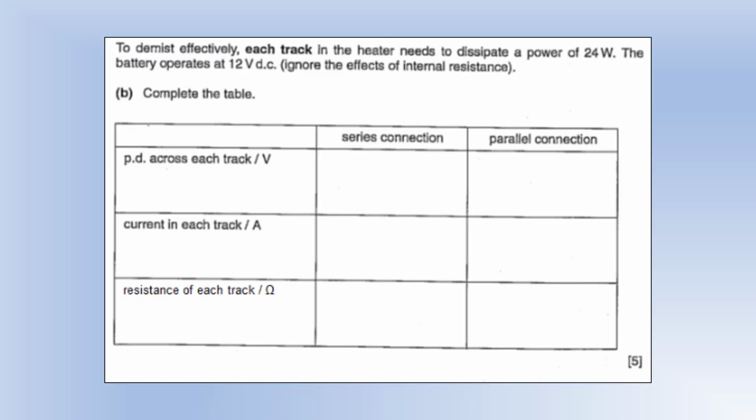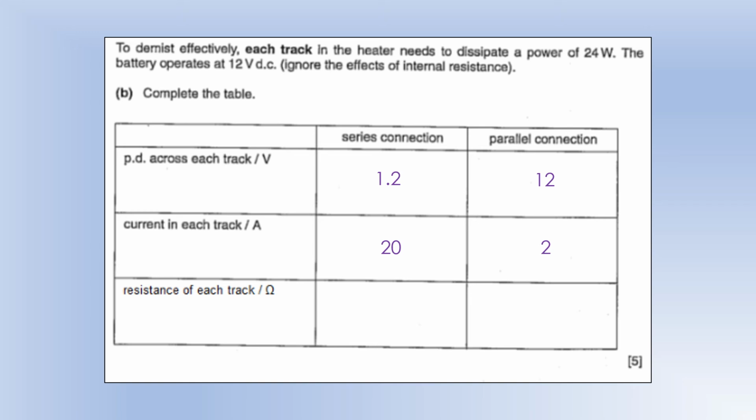Okay, so to demist effectively, each track needs a power of 24 watts, and we've got a battery at 12 volts DC. So if they're in series, they're going to share the potential difference between them. There are 10 of them, so we're going to get 1.2 volts each, whereas in parallel, they're each going to get 12 volts. But that being said, in parallel, they're going to divide the current between them.